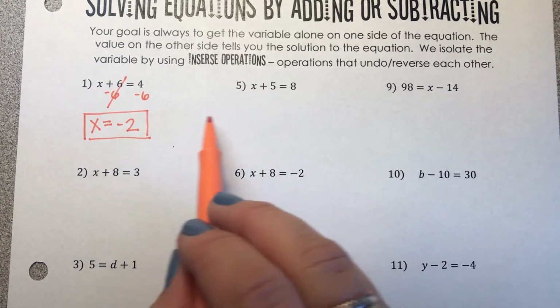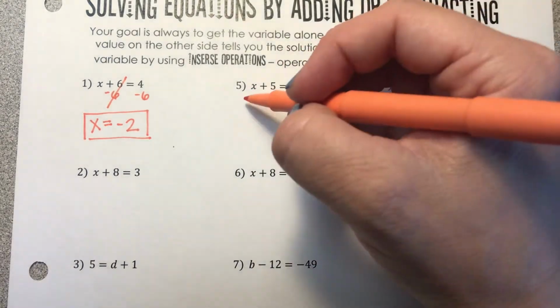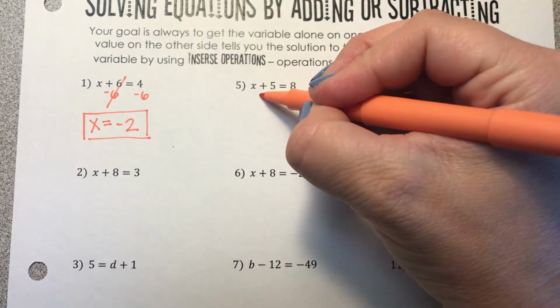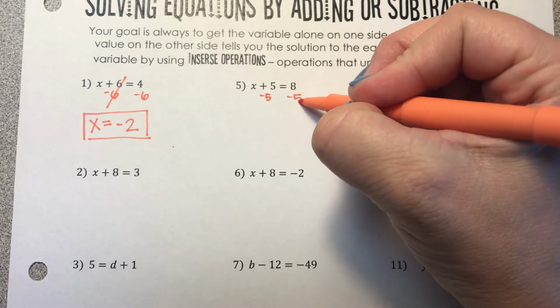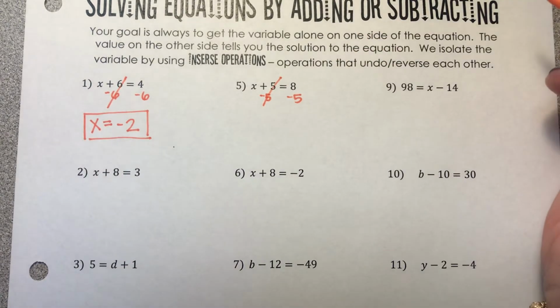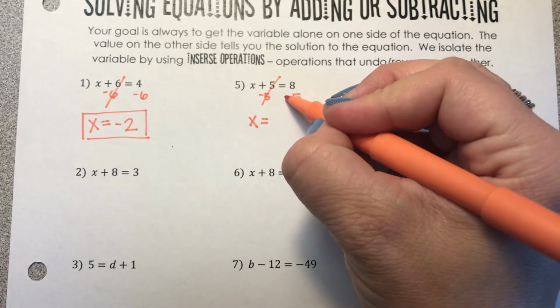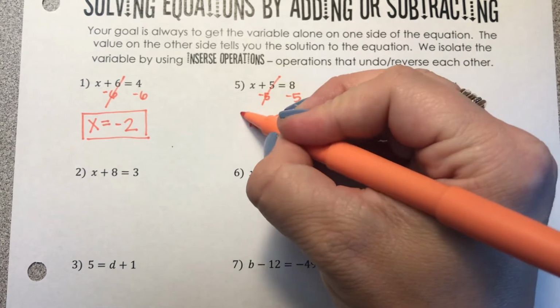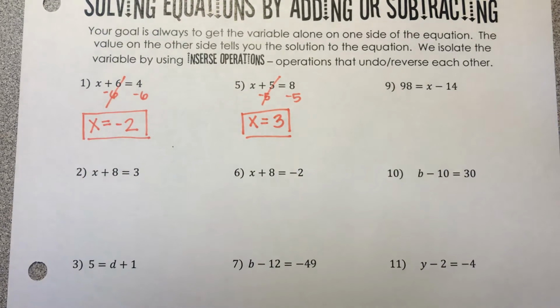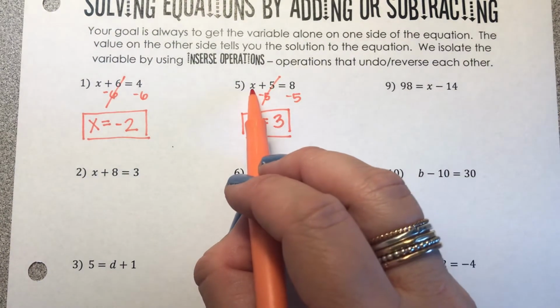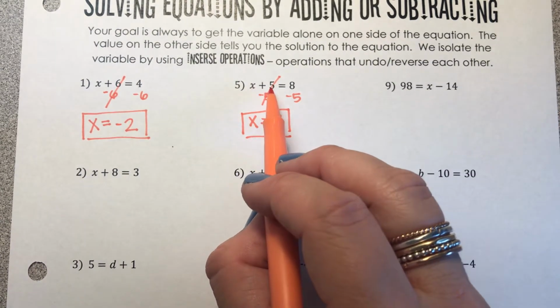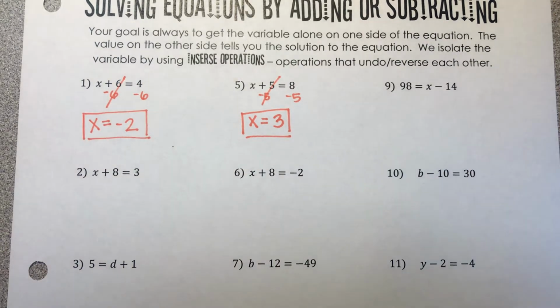On number 5, the opposite of adding 5 is to subtract it. I'm going to do it to both sides. So I get x equals 8 minus 5 is 3. And it makes perfect sense because if I put a 3 in here, 3 plus 5 is 8.